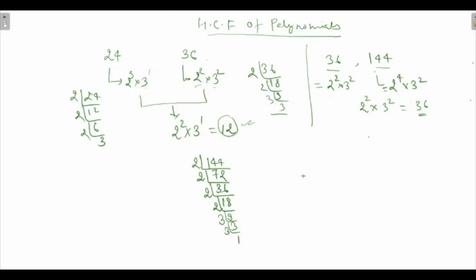Let's do one more and then let's see if we got this. I've got 81, and then I've got 243. For the first one you get 3 to the power 4. For this one you've got 3 to the power 5. So what will be the highest number which will be common to both of them? 81 is the highest common factor I can take from both of these.